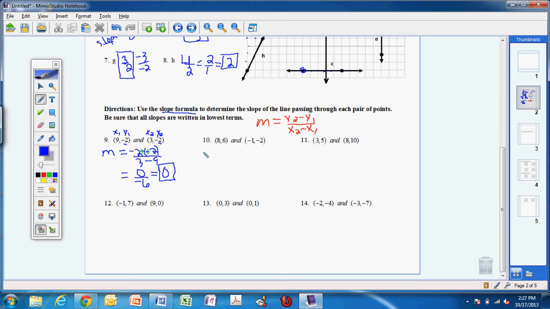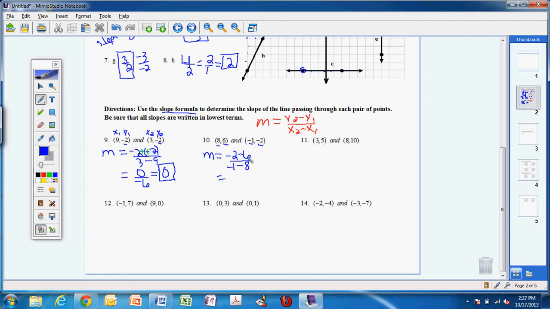Alright, so continuing on, number 10. We're going to go with slope formula again. So again, we're going to take my y2 minus my y1. So it's going to be a negative 2 minus 6 all over x2 minus x1. So a negative 1 minus 8. And from here now, all I have to do is simplify.